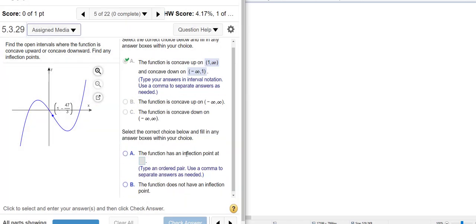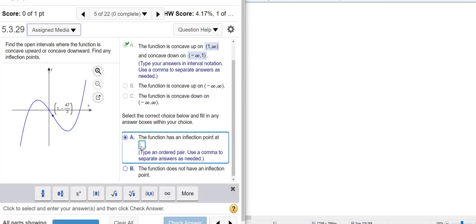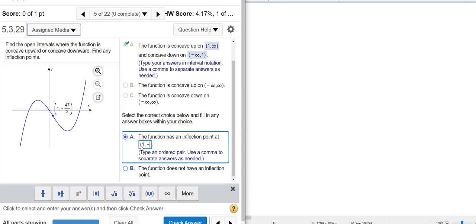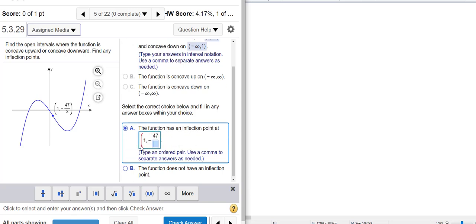Now, where is the inflection point? Now, the inflection point is a point. That's an ordered pair. That's why they've given us the y value. So 1 comma negative 47 over 3 is our inflection point.